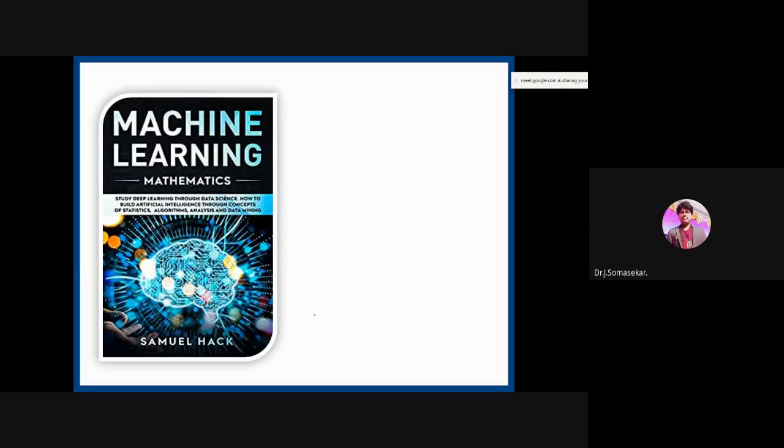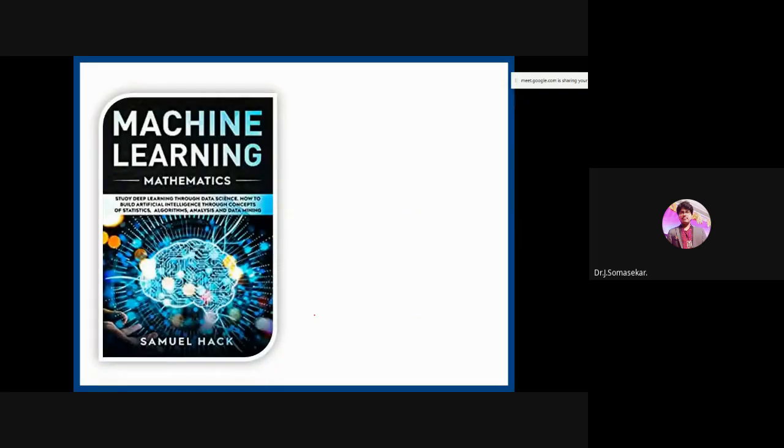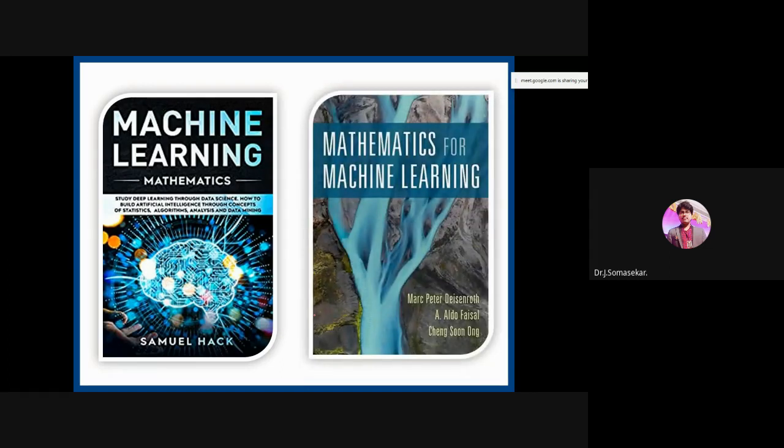And here I will show some resources. If you are looking for further enhancement of machine learning using various mathematical models, you can see Machine Learning for Mathematics. You can download it from Google, or you can buy it through Amazon or Flipkart. And one more, Mathematics for Machine Learning. You can download this from Google, the soft copy is available. You can refer to it.